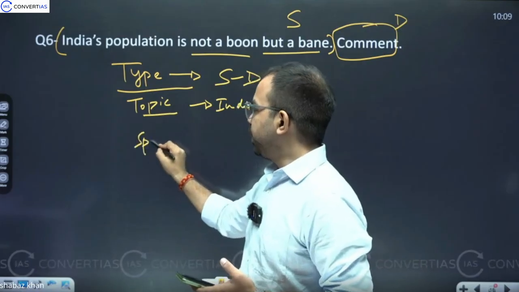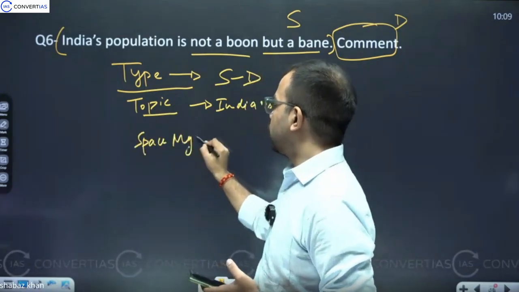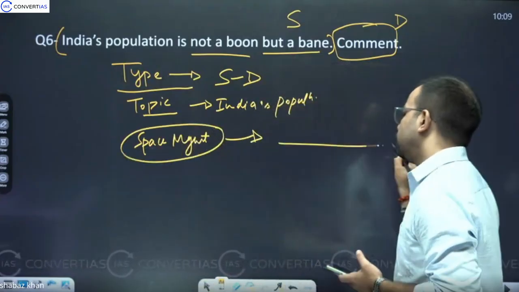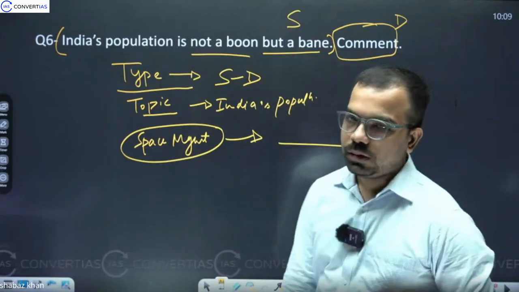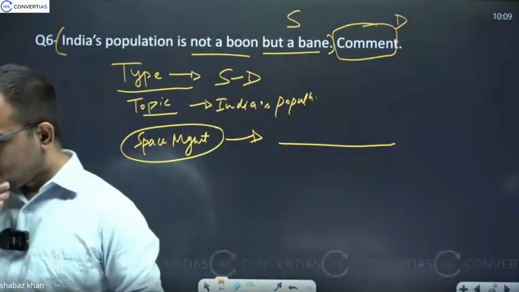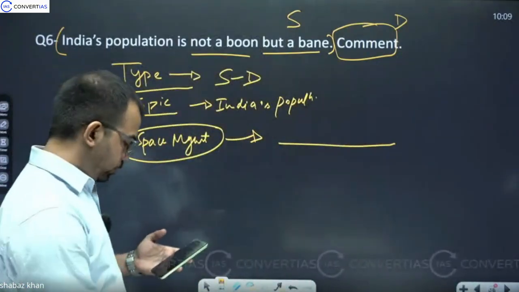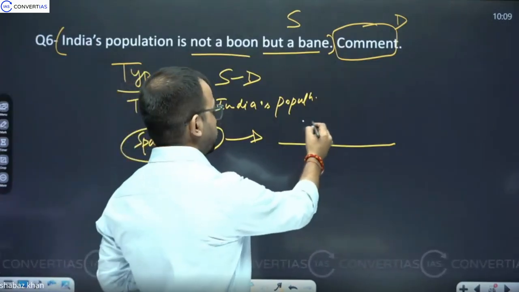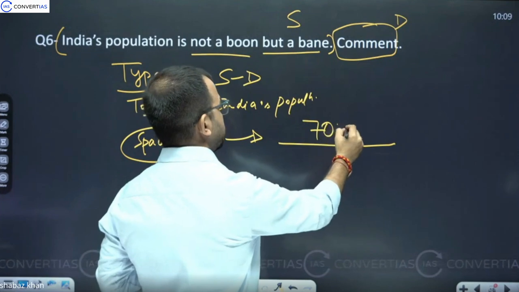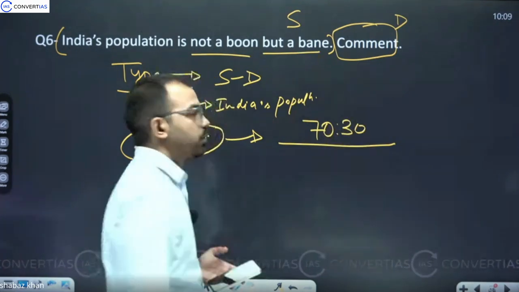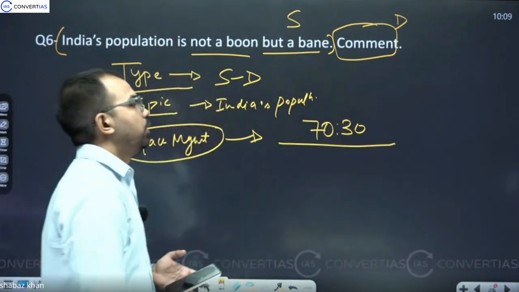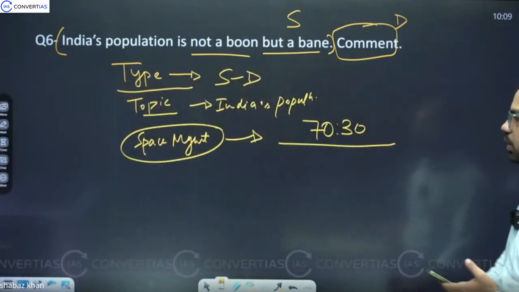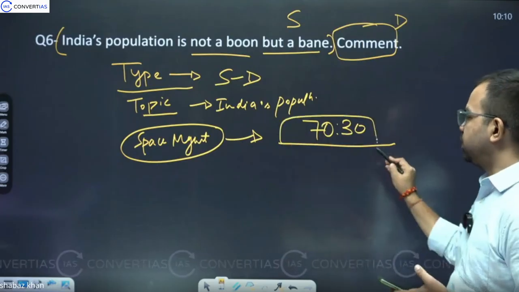Let's talk about space management. We have not talked about this. This was something I discussed with you in the presentation class. Let's talk about the space management. 70, 30 is the space management. Okay? 70, 30 is the space management.